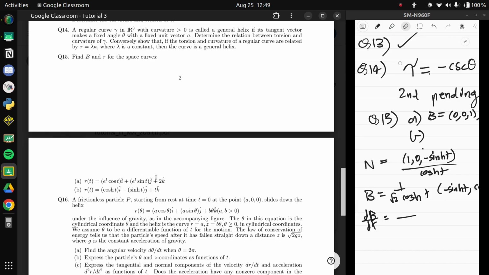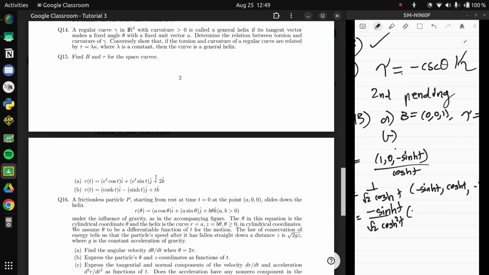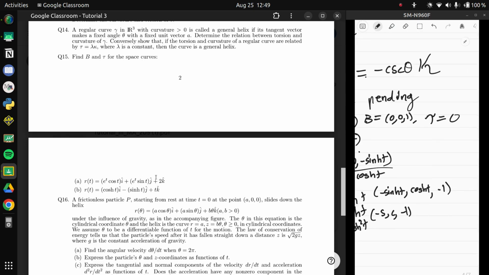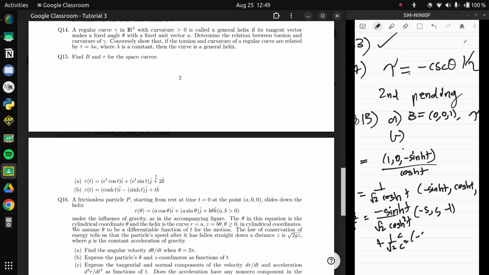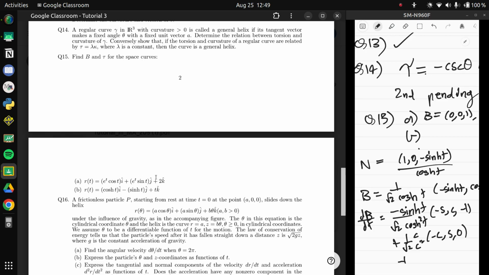So it's going to be negative sinh(t) upon square root of 2 cosh squared(t), and then all of that I'm going to write as minus s c minus 1. I think I've seen this before. Plus 1 upon square root of 2 c squared c, and then that's like minus c is 0. Let's try to match stuff up. So it's minus cosh squared and then plus sinh squared, which is just exactly minus 1. So it's minus 1, that cancels just like before, and this leaves us with sinh(t).